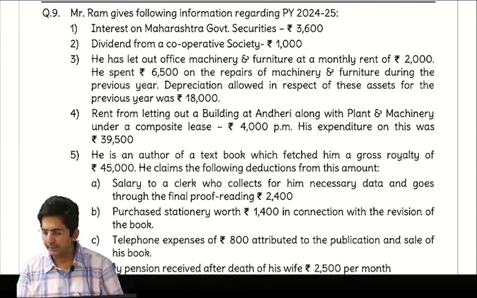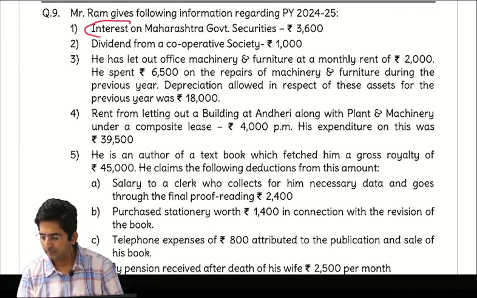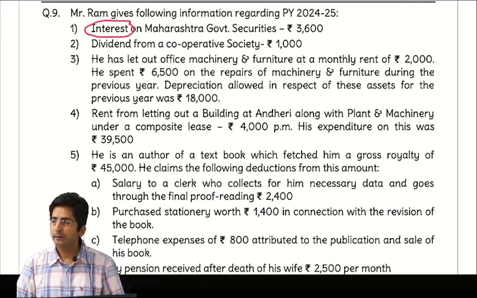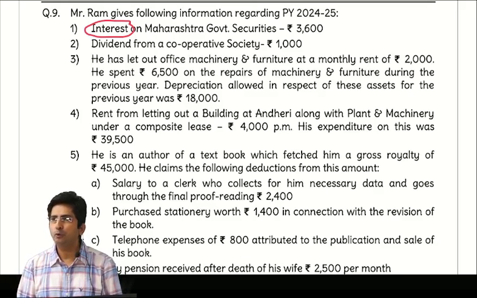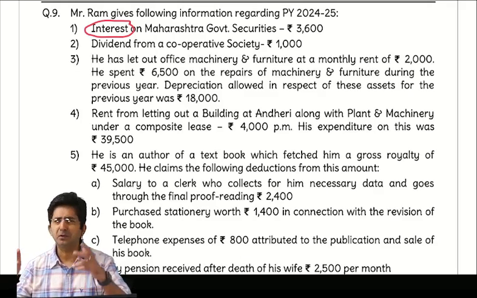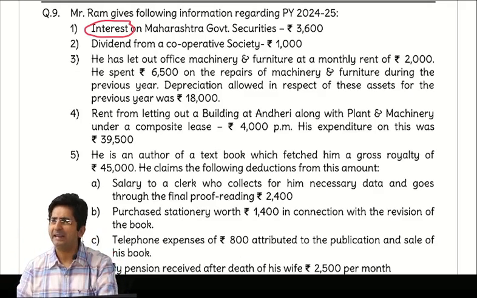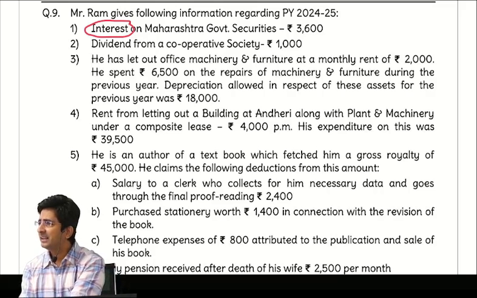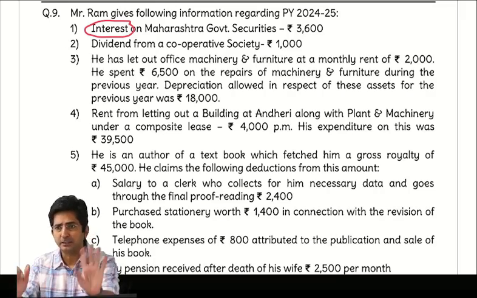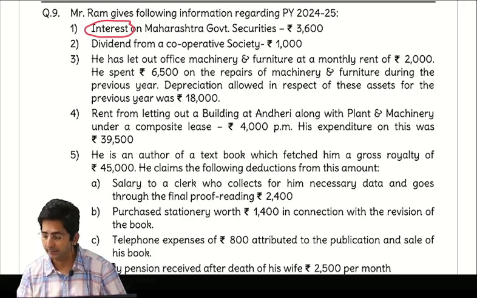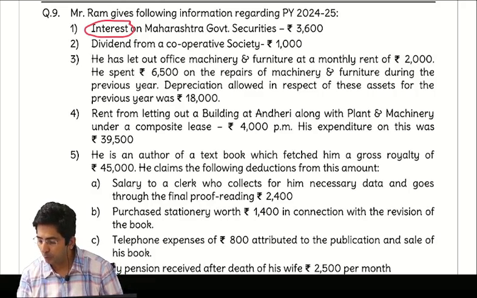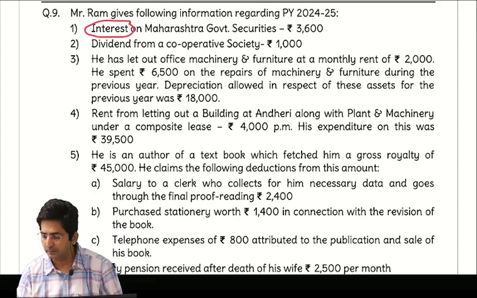Read in question 9, first point. Do one thing, first point, circle interest. You know why I am asking you to circle interest? Because many times you start thinking Maharashtra government security, what to do? But forget that, see interest. Interest means GPS. If it is not in GPS, taxable. And this is not in GPS, taxable, 3,600. Then dividend from cooperative society, dividend, taxable.